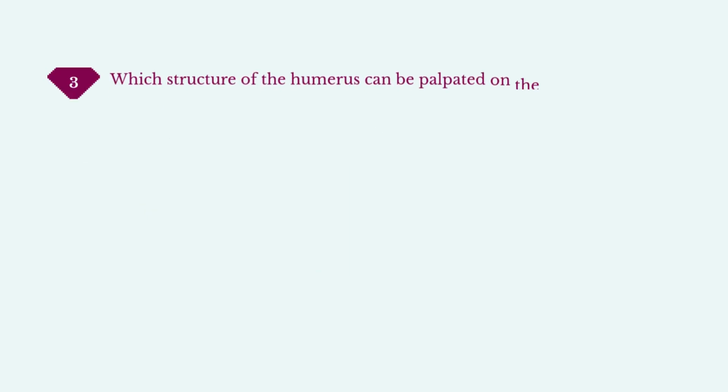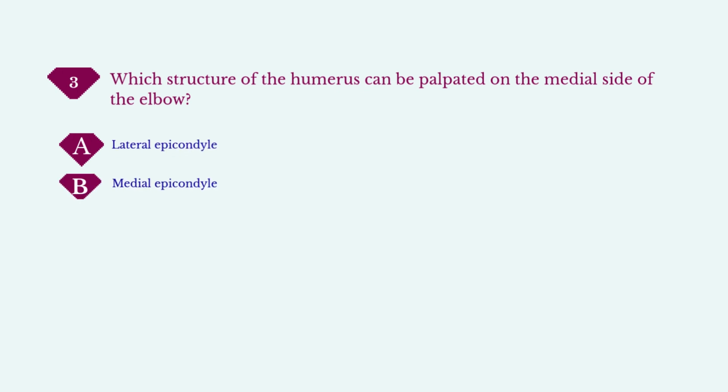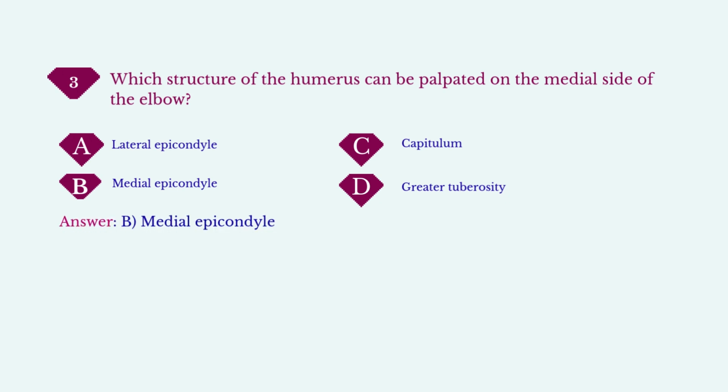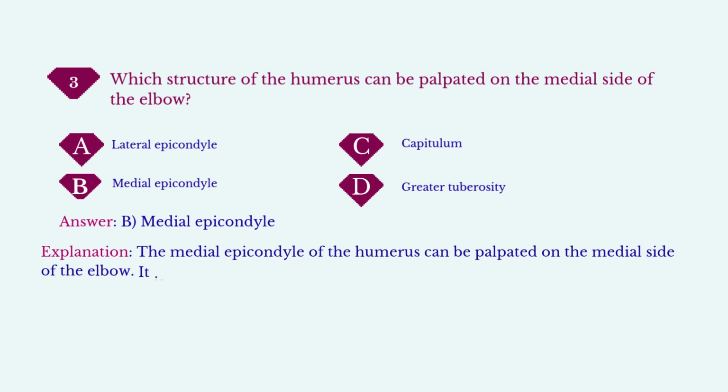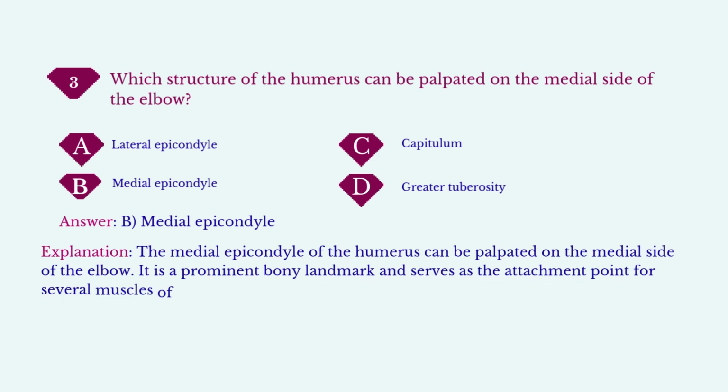Which structure of the humerus can be palpated on the medial side of the elbow? A. Lateral epicondyle. B. Medial epicondyle. C. Capitulum. D. Greater tuberosity. Answer: B. Medial epicondyle. Explanation: the medial epicondyle of the humerus can be palpated on the medial side of the elbow. It is a prominent bony landmark and serves as the attachment point for several muscles of the forearm, including the flexors of the wrist and fingers.